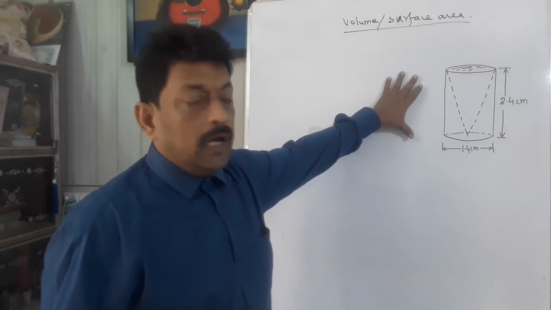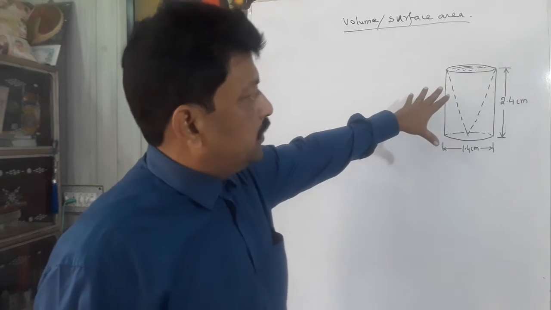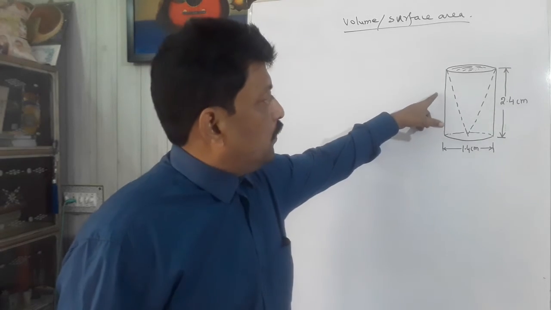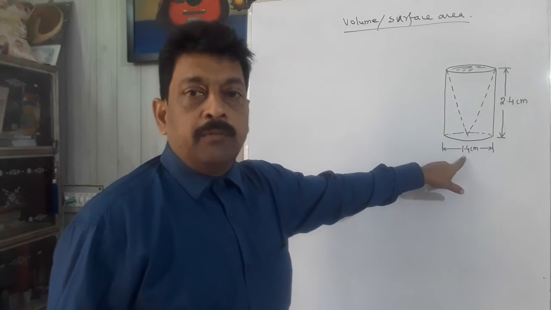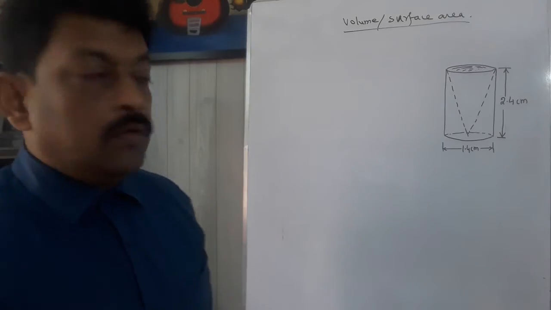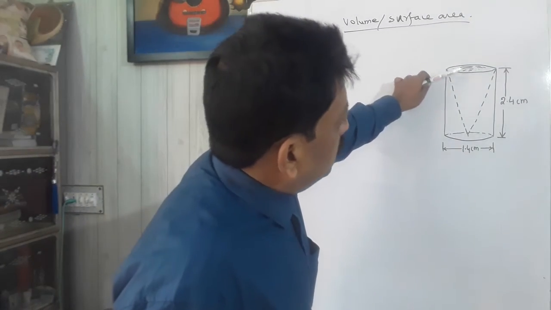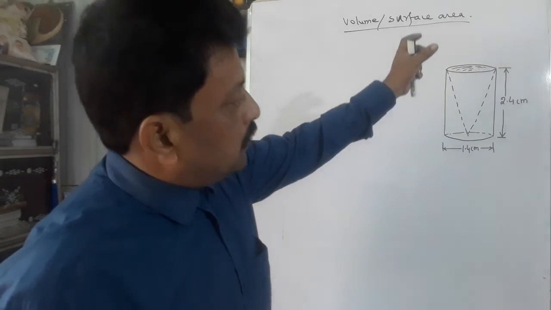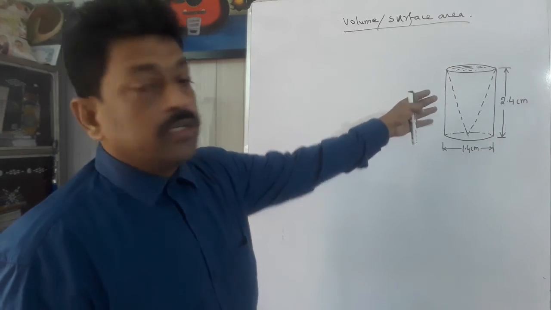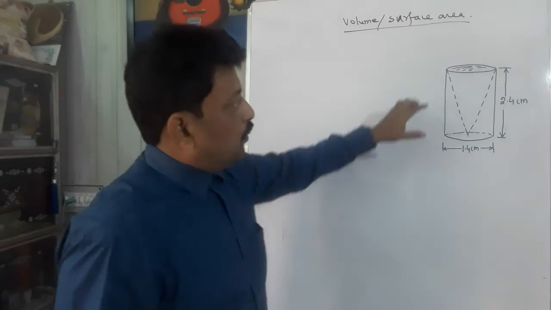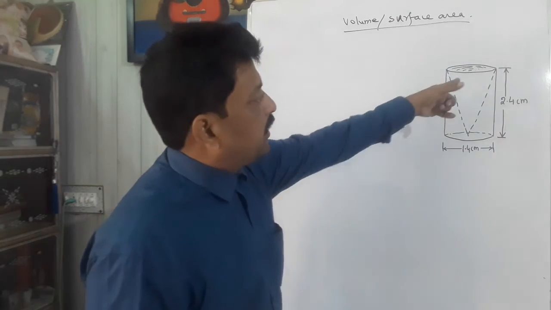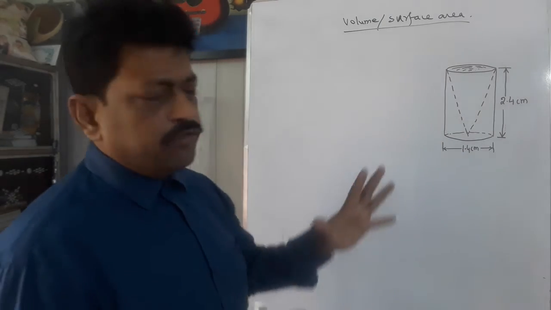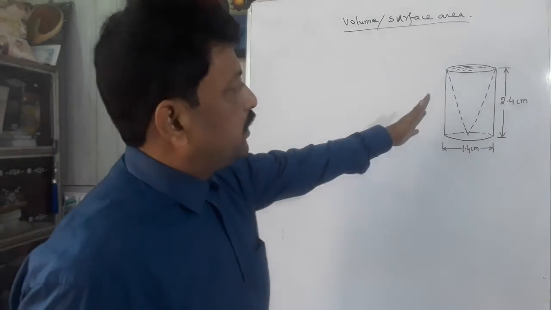So here is also an example of a combination of solids. You can see the question is: from a solid cylinder of height 2.4 centimeter and diameter 1.4 centimeter, a hollow cone is made inside the cylinder. The material is taken out and the inside portion is like a cone whose height is the same as the height of the cylinder and diameter is the same as the diameter of the cylinder. Okay, so we have to find the total surface area of the remaining solid.